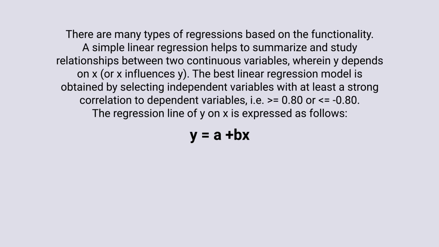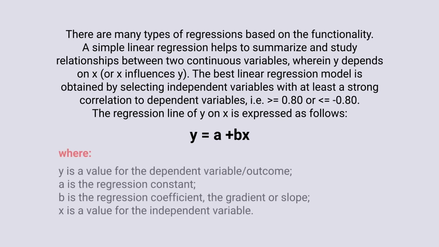A simple linear regression helps to summarize and study the relationship between two continuous variables, wherein y depends on x, or x influences y. The best linear regression model is obtained by selecting an independent variable with at least a strong correlation to the dependent variable, that is greater than or equal to 0.8 or less than or equal to minus 0.8. So the regression line of y on x is expressed as follows: y is equal to a plus bx, where y is the value of the dependent variable outcome, a is the regression constant, b is the regression coefficient, the gradient or slope, and x is the value of the independent variable.